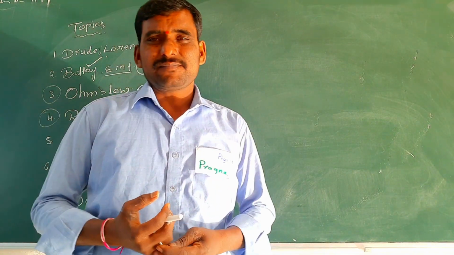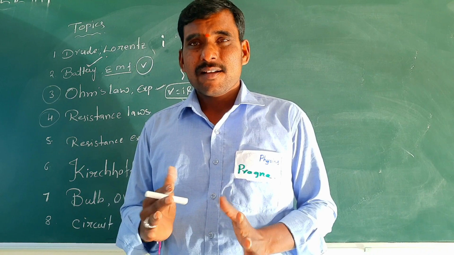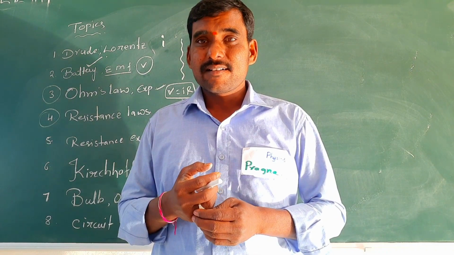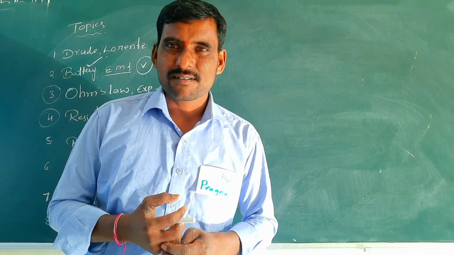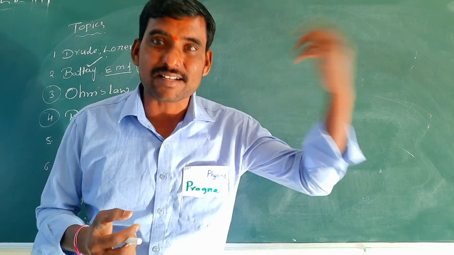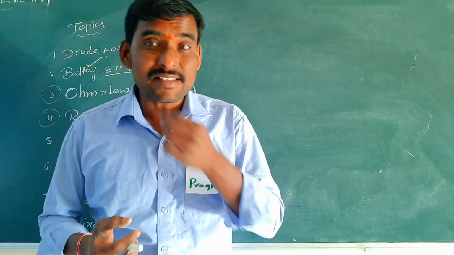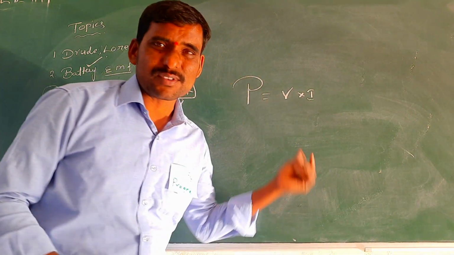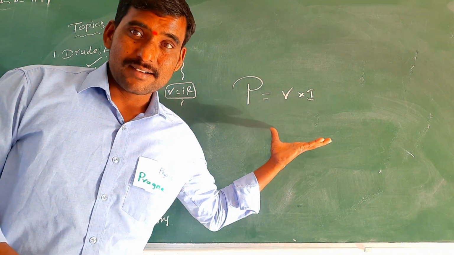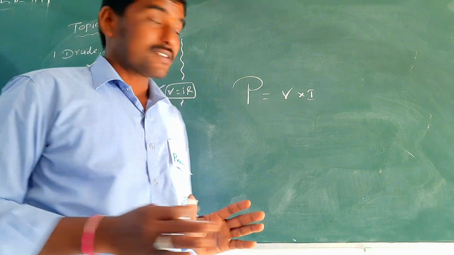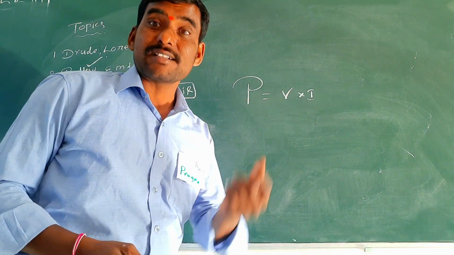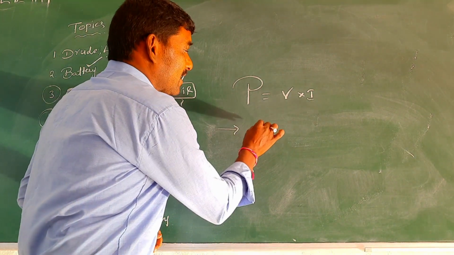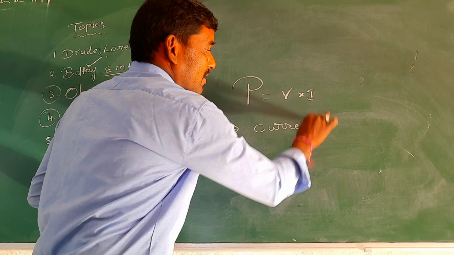Wattage and power. Wattage means how much electrical energy is utilized by the appliance in 1 hour. For a 100 watt bulb, in 1 hour it takes 100 watts. Based on this, we can find P equals V into I. This is the formula to find power, which is nothing but wattage. Based on this, we can find the wattage of the bulb, the fan, everything. And also we can find the current bill.